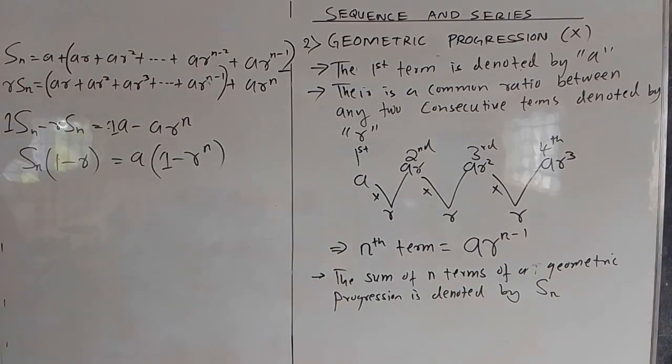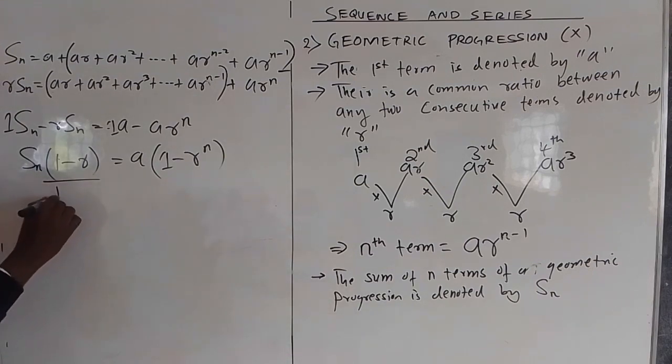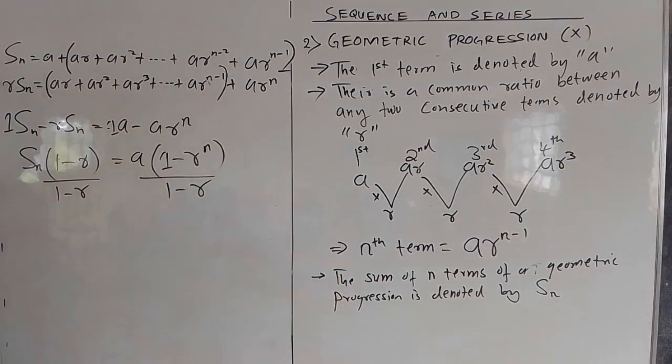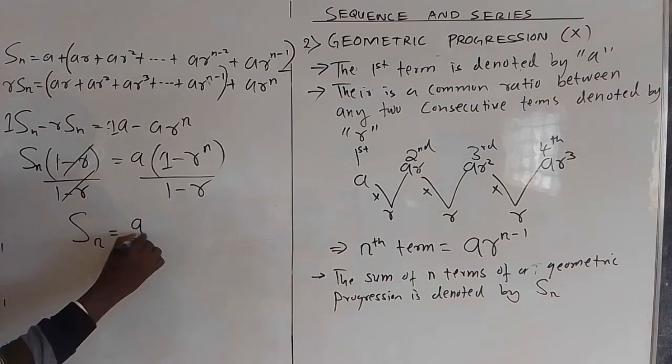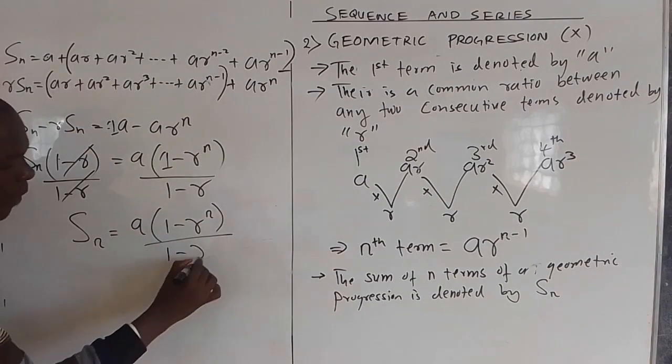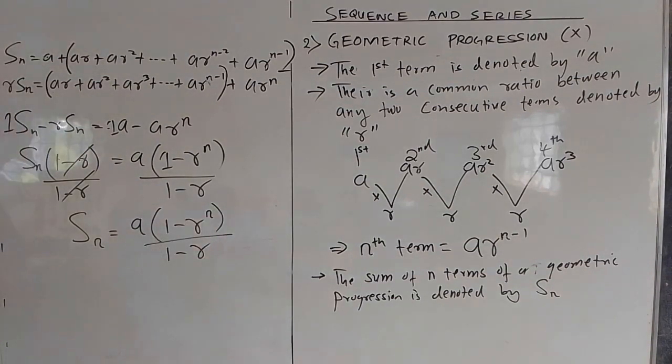Are you seeing? So if you make Sn the subject of the formula, you divide both sides by 1 minus R. So what will you get? You will get the sum of the n terms of a geometric progression to be given by A into 1 minus R^n over 1 minus R. Are you seeing that?